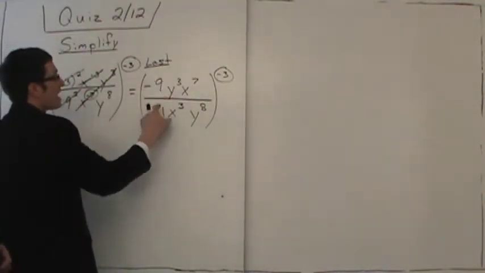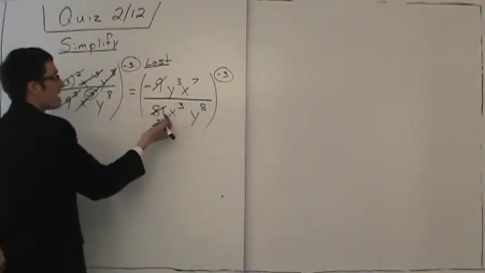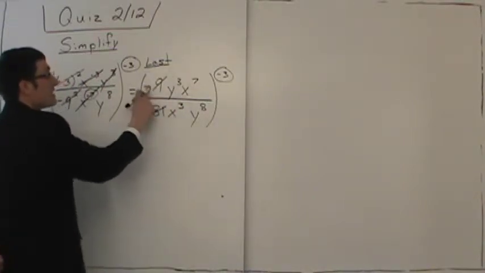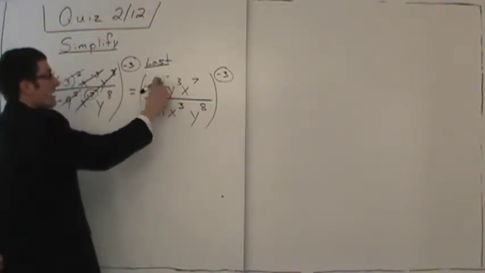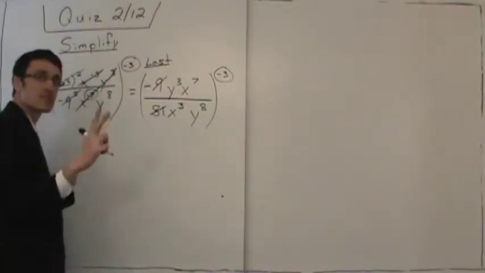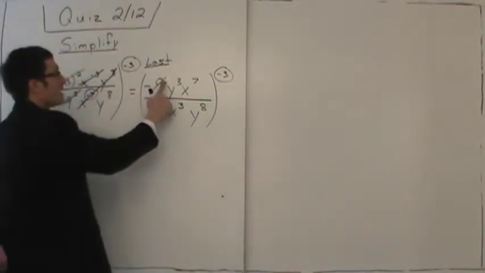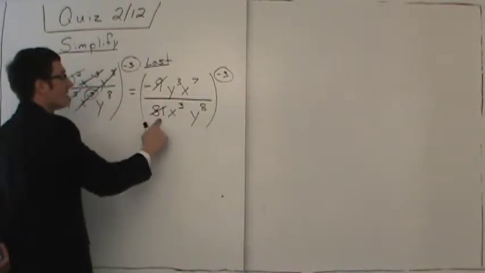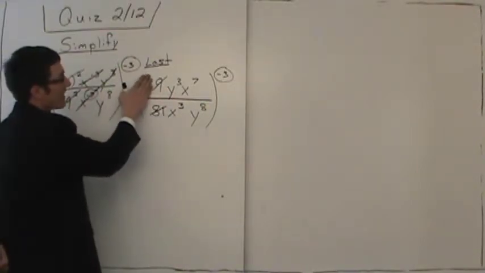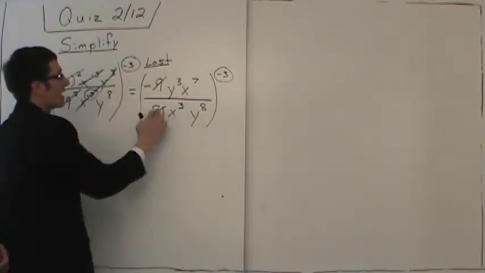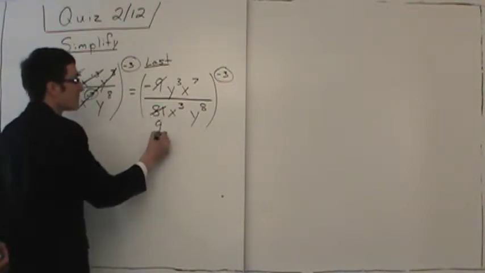What number divides 9 and 81? Hopefully you say 9. 9 divided by 9 is a 1. Remember, the negative is disconnected from the 9. These are not connected, but we think of these as two separate things, -1 and 9. So you're canceling the 9 with the 81, not worrying about the negative. 9 divided by 9 is 1. We don't write it. 81 divided by 9 is 9.